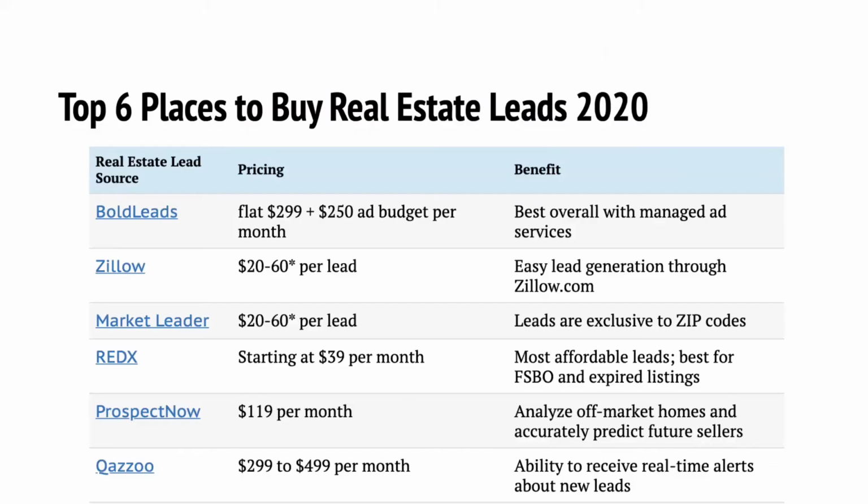So here's what we know. If you look at the top 6 places to get real estate leads in 2020, you've got Bold Leads, where you pay $300 flat, and then you need an ad budget of $250. Now, they say that's the best overall with managed services. Now, here's the challenge. It doesn't tell me how much my cost per lead is. Zillow can range anywhere from $20 to $60 a lead. Market Leaders is in that same boat, $20 to $60 a lead, and the leads are exclusive to zip codes.